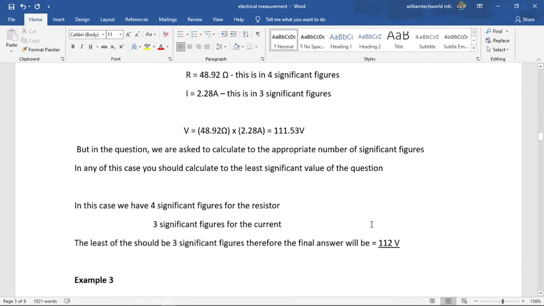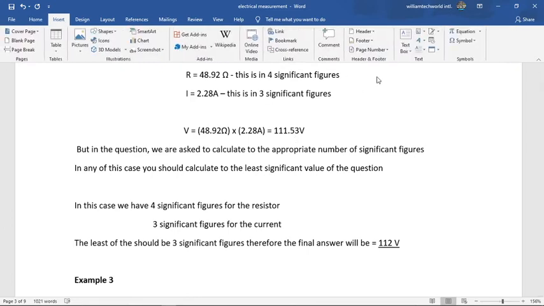So you know how to convert to the nearest significant figure. If it's 5 to 9, you take it forward. If it's 0 to 4, you take it backward. So let's say this particular value was 111.4, we'll take it backward, so it will be 111. But because it's 111.5, which is 5 and above, you approximate it forward, so that's 112 volts.